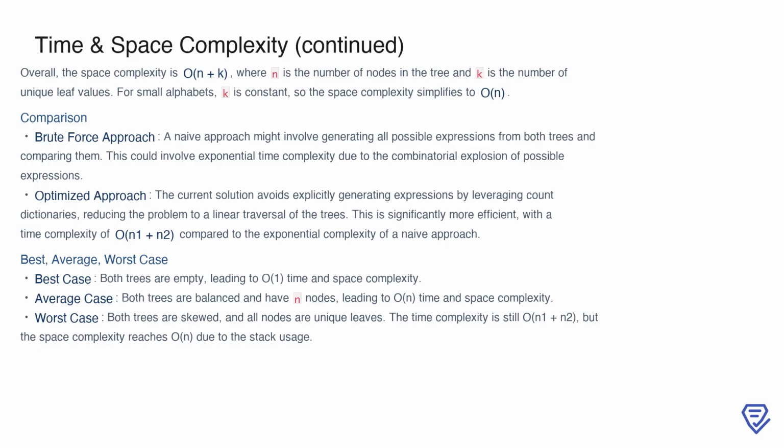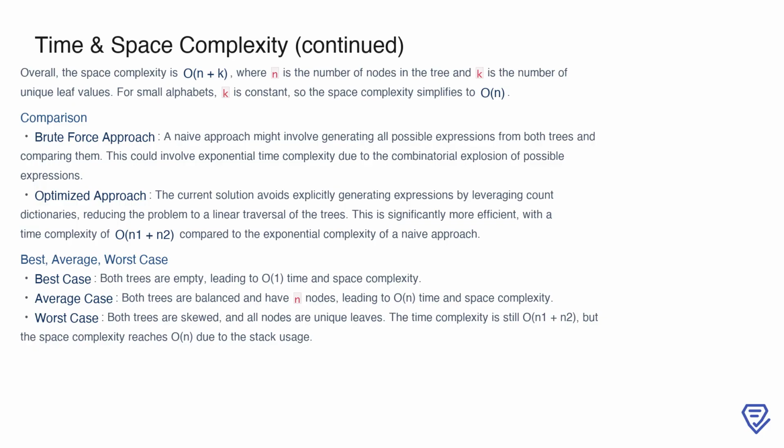For scenarios with a small alphabet of leaf labels, k becomes constant, reducing the space complexity to O(n). Comparing this to a brute force approach, a naive method might involve generating all possible expressions from both trees and comparing them. This approach would be highly inefficient, with exponential time complexity due to the combinatorial explosion of possible expressions. In contrast, the optimized approach leverages count dictionaries to avoid generating expressions explicitly, reducing the problem to a linear tree traversal with a time complexity of O(n1 + n2).